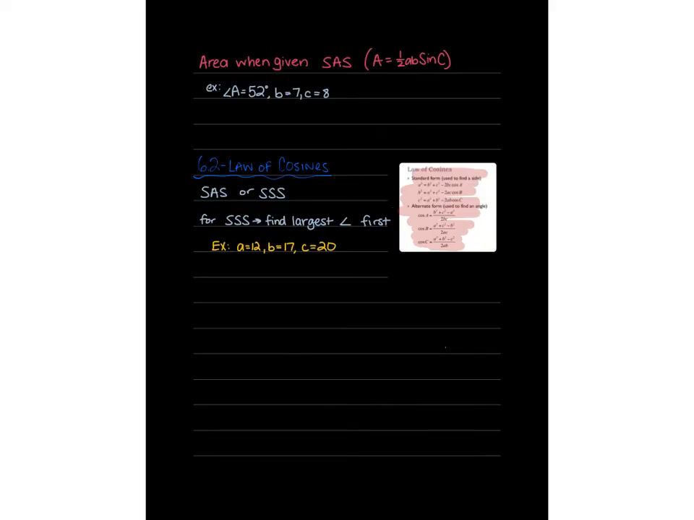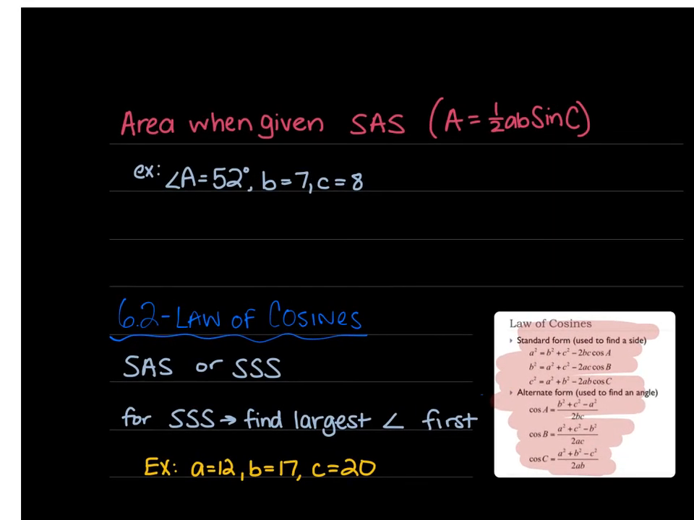All right, also in that section was the area when you're given side angle side. So if you're given 2 sides and the included angle, you'll have 1 of each letter. Okay, then you can find the area by doing 1/2 the product of the sides times the sine, not the cosine, the sine of the angle. So those letters are interchangeable. If I did 1/2 BC, then it'd be sine of A. If I did 1/2 AC, then it'd be sine of B. You get 1 of each letter.